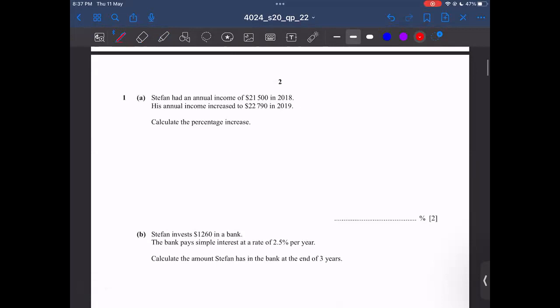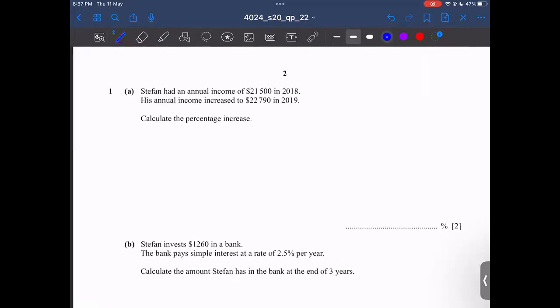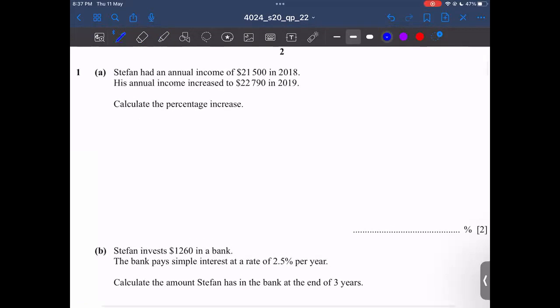Let's just start the paper. Since calculators are allowed, we can use the calculator for any calculation. In question number 1, part A, it says Stephen has an annual income of 21,500 in 2018. His annual income is increased to 22,790 in 2019. Calculate the percentage increase.